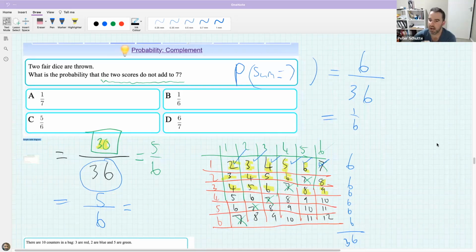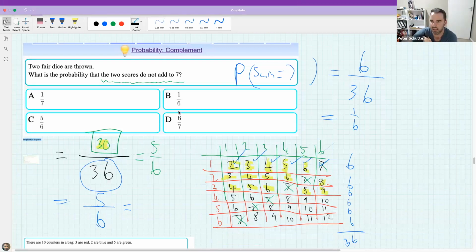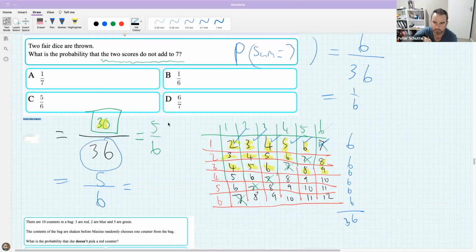Ayabonga has asked, is it okay if I write 6 over 36 minus 1? You get the same answer. Yes, that's completely fine, Ayabonga. You're using the complementary identity, which is completely fine.